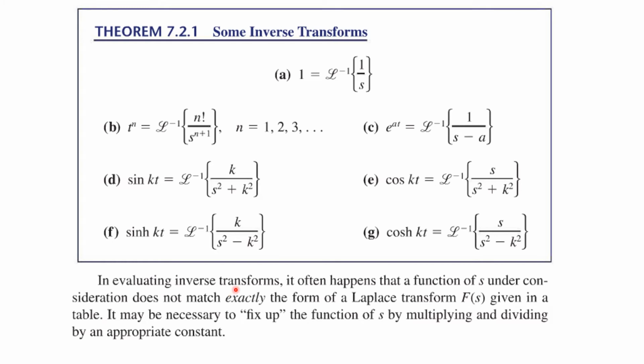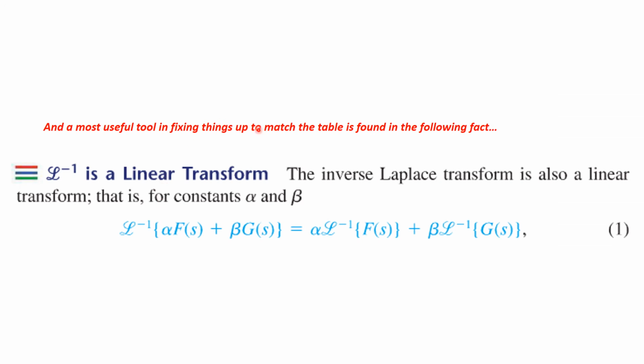In evaluating inverse transforms, it often happens that a function of s under consideration does not match up exactly with the form of the Laplace transform given in a table. It may be necessary to fix up the function of s by multiplying or dividing by an appropriate constant, or other things like completing the square. A most useful tool in fixing things up to match the table is the following fact: the inverse Laplace transform is linear, so it satisfies this equation.